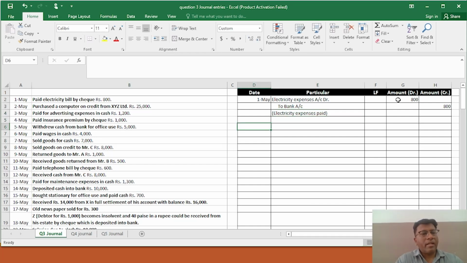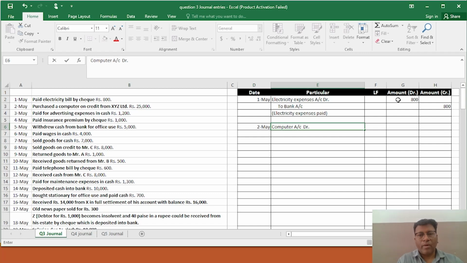And the second transaction, as you observe, is purchased a computer on credit from XYZ Limited rupees 25,000 on 2nd May. So May 2nd, you have to mention the date again. And because what comes in, you are buying, you are purchasing a computer system, right? So as per the real account rules, what comes in is debited. So purchased a computer on credit, so you have to mention here computer, because the computer comes in your firm, computer account.